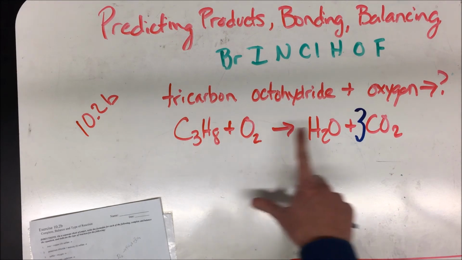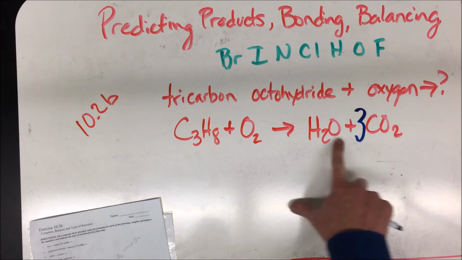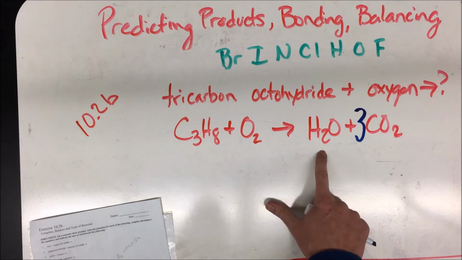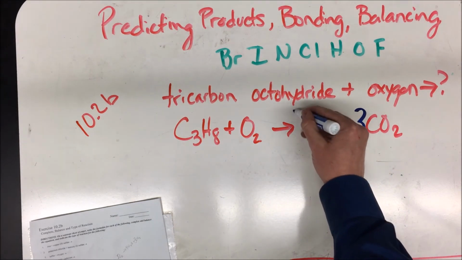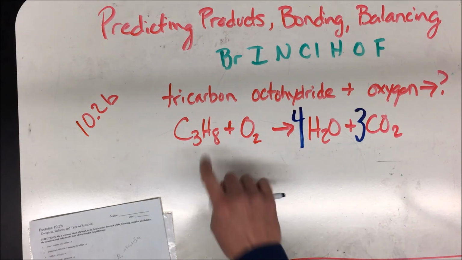2 oxygens here and 6, 7. 2 and 7 are not going to go into each other. So here's the perfect example of where I actually have to use hydrogen, not last, to bond. 8 hydrogens here, 2 hydrogens here. I'm going to go ahead and pop a 4 in front of that. That gives me 8 hydrogens and 8 hydrogens.